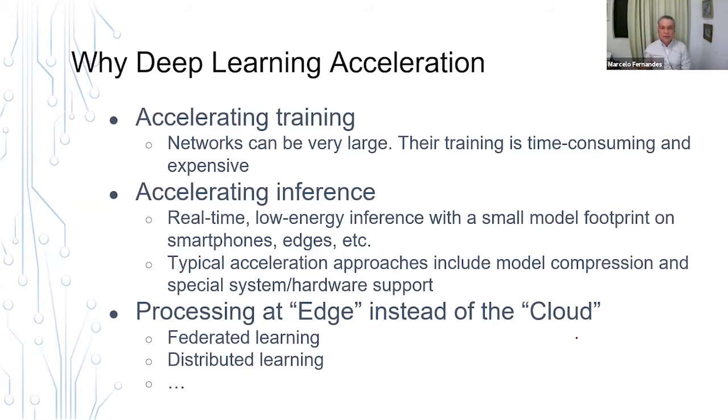So why deep learning acceleration? We can accelerate training, because networks can be very large and the training is time consuming and expensive. This is a problem. You know that we several times wait for training. I think that many machine learning researchers spend much time waiting for machine learning training.